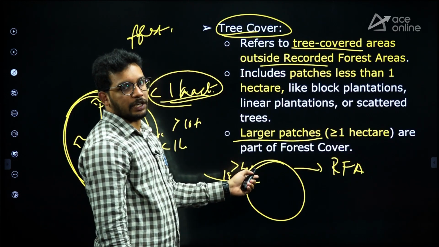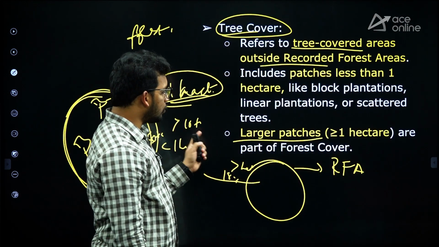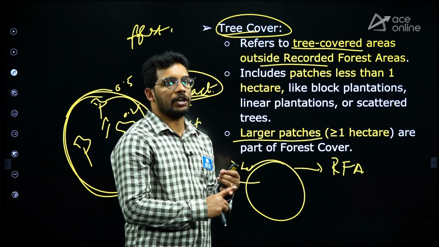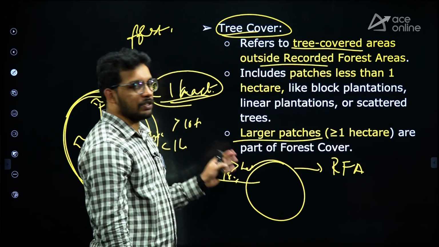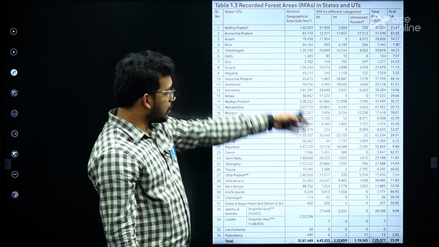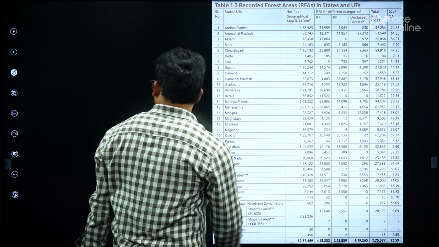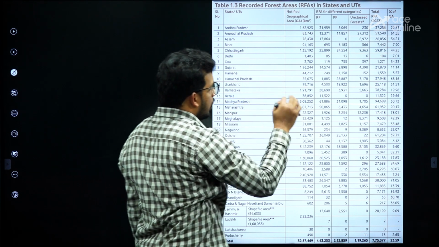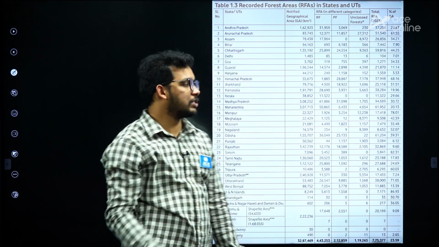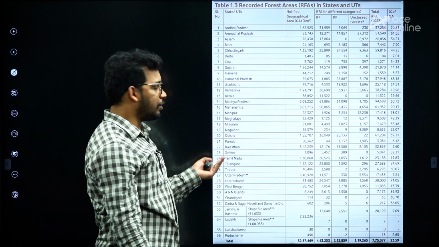So that is not under the tree cover, right? So you need to know these differences of forest area, recorded forest area and then tree cover. So all these definitions you have to understand. This is the state wise data. So let's summarize this. We have summarized which states are having the highest forest area. So you can go through it anyway, you can make note.